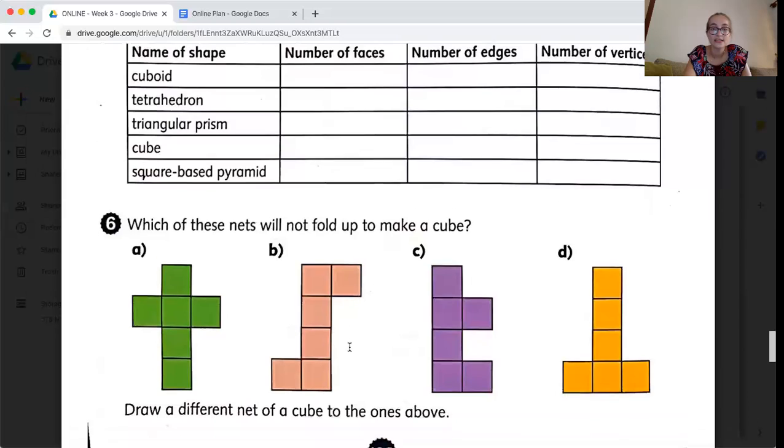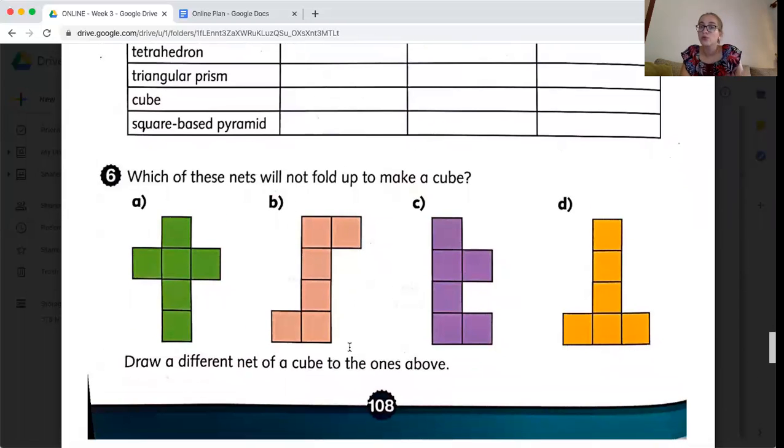Okay, question 6. Which of these nets will not fold up to make a cube? So if you would cut this out like we've done in class, and you're going to fold it back together, which one will not make a cube? So 3 of them will create a cube, 1 of them doesn't. Okay, so I want you to find the odd one out. Which one, if you cut it out, glue it all back together, just like we've done in class, doesn't give you a cube?